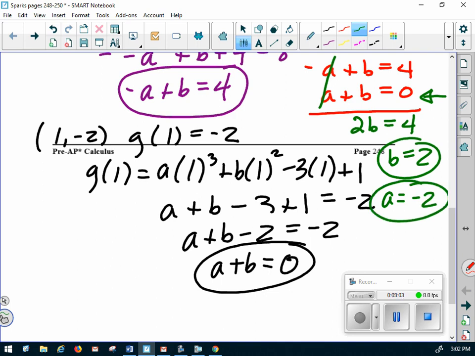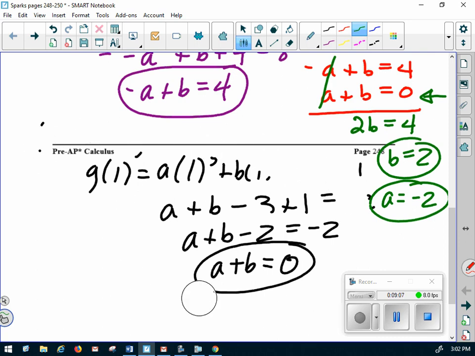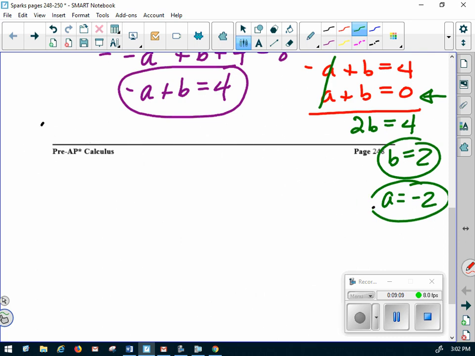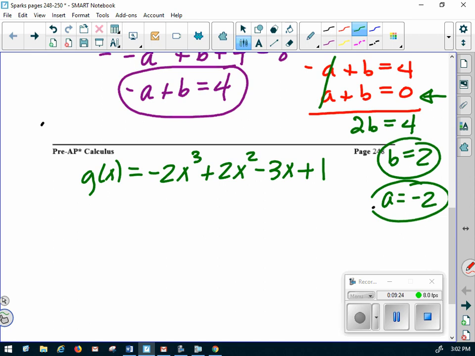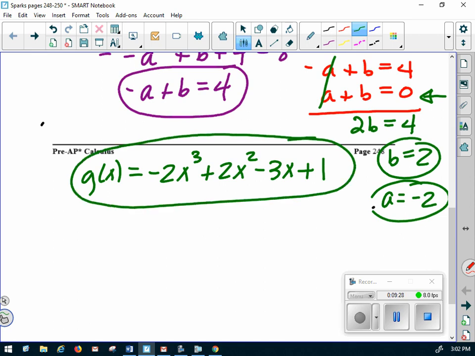So what is my equation? I'm going to have to erase some stuff. My equation then is g of x equals a x cubed plus b x squared plus cx plus d. There's my equation. Next page.